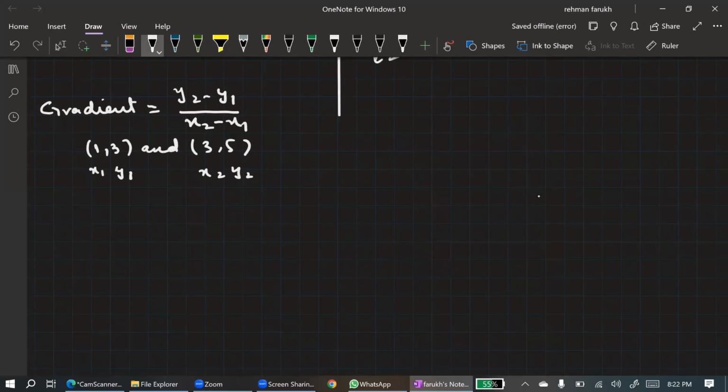Now we will put the values of x1 and y1, x2 and y2 into the formula. y2 is 5, y1 is 3, x2 is 3, x1 is 1. 2 over 2. The gradient of the line is 1.